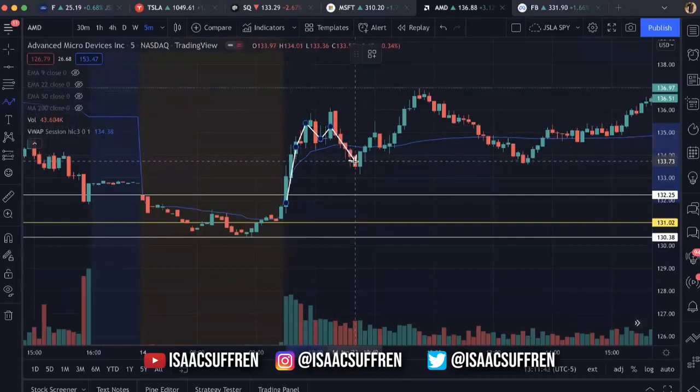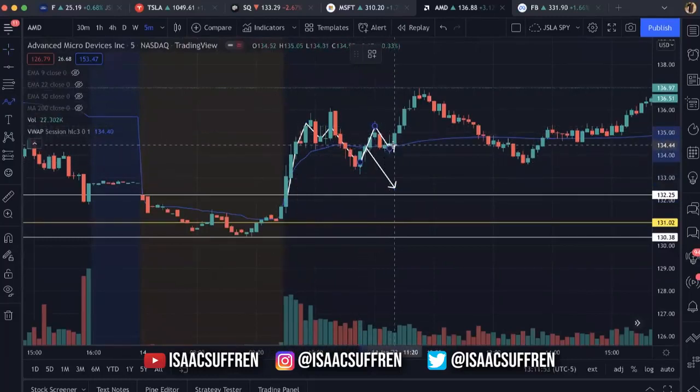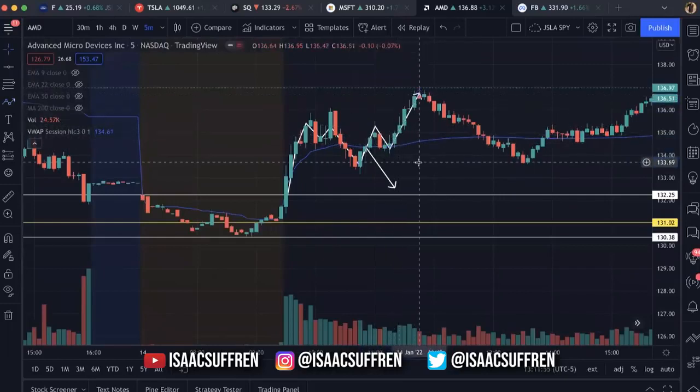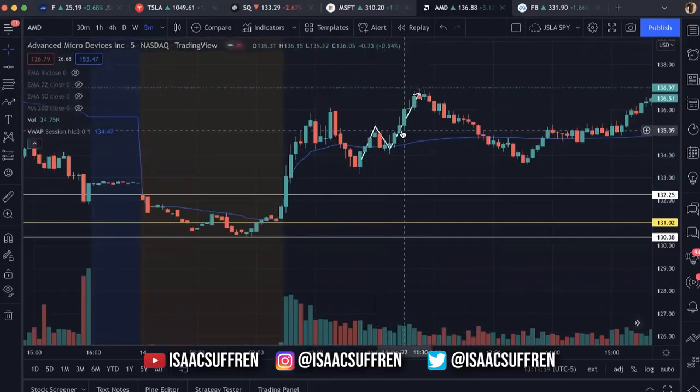We have a break under VWAP. I'm looking for the rejection here. We don't get it. But what we do get, we get a move up. We get a bounce, right? We bounce off this level, and then now we're here. But before we do that, make sure that you guys are always getting your intraday resistance levels as time moves on within the day.